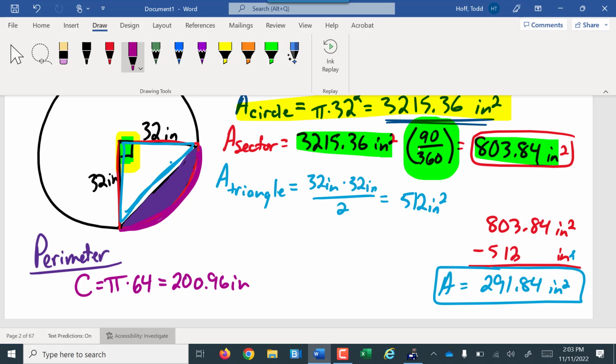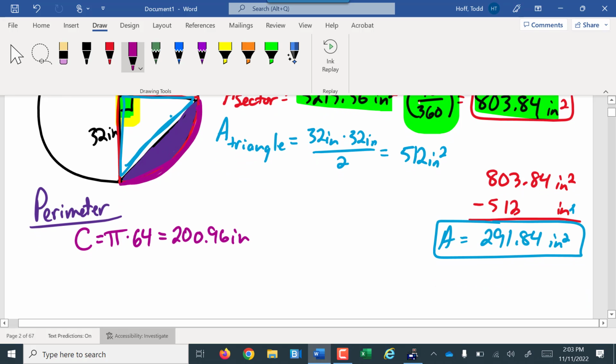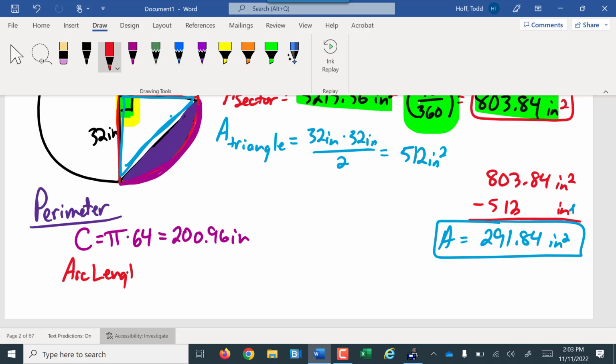And that is inches. So then to find that length, it's the arc length that we're finding. We take the full circumference, 200.96, times that central angle here, which is a right angle, so 90 degrees, over 360. So 50.24 inches.